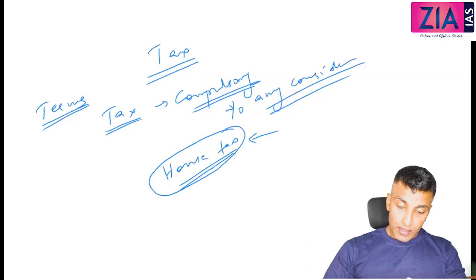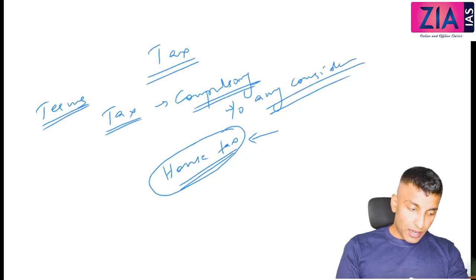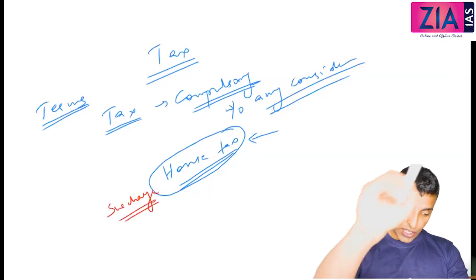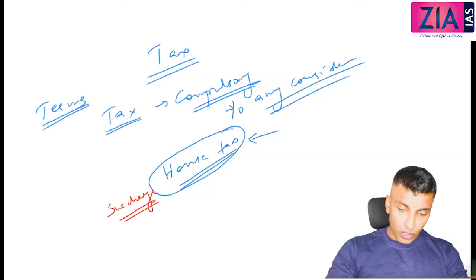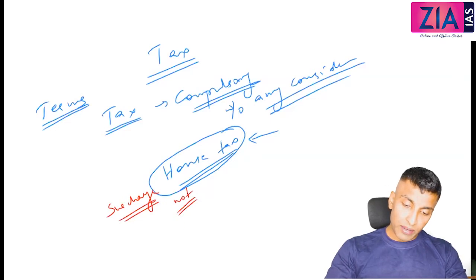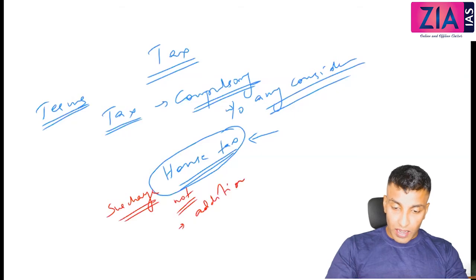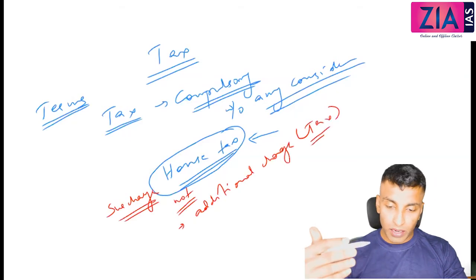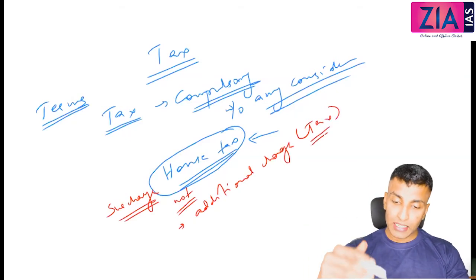So, the second term you can write as surcharge. Surcharge is technically not tax. Some people will say tax on tax, but technically it is not tax, it is an additional charge. Just write one line: it is an additional charge. If you want, you can write tax in bracket, because some books or some people will say tax on tax.